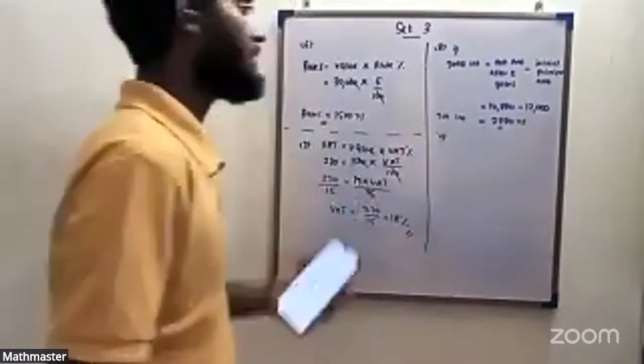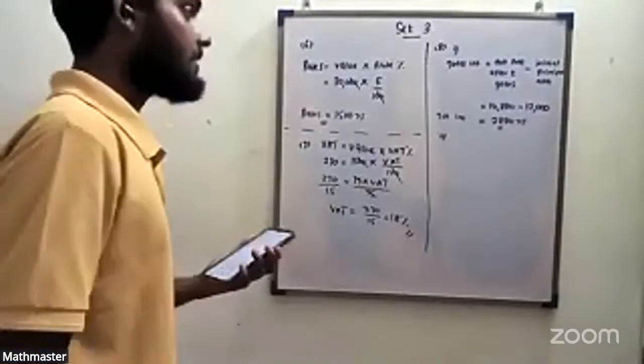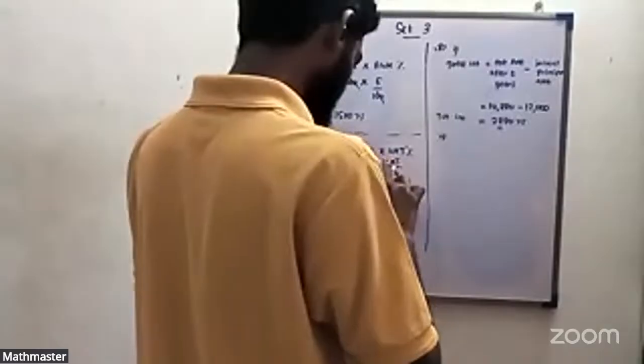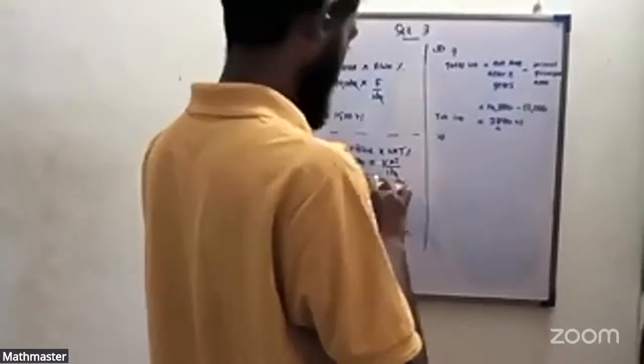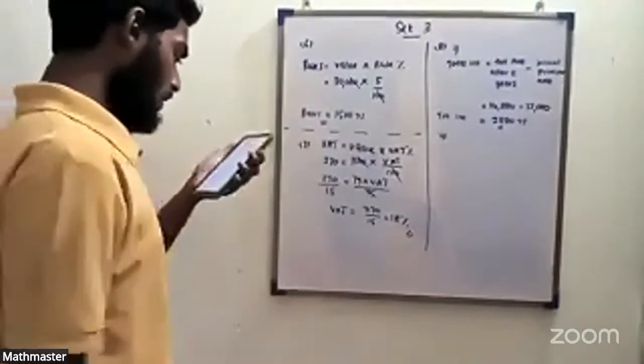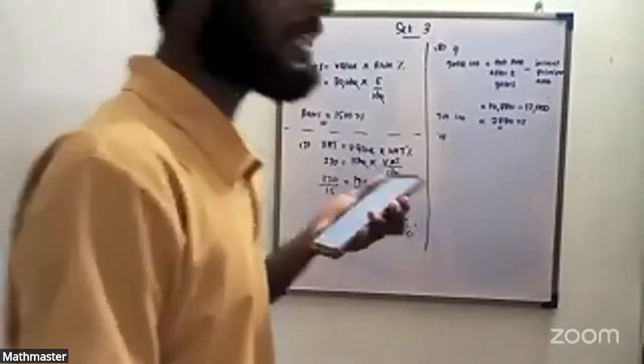The total interest that he has paid is 14,880 minus 12,000. That is 2,880 rupees, the total interest that he had paid. Right. That is question number 1. Second one, find the interest for a year. For a year that they asked.